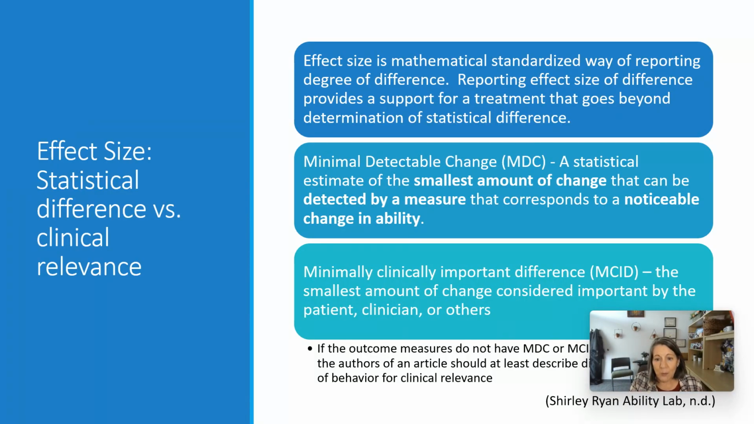We have a couple more terms that are often used in the clinic when it comes to especially our assessment tools. Okay, so effect sizes in terms of any intervention. These next two that I'm going to talk about are specifically in terms of the assessment tools that we're using. And I'm going to use grip strength as our example. So minimal detectable change, or MDC, is a statistical estimate of the smallest amount of change that can be detected by a measure that corresponds to a noticeable change in ability.